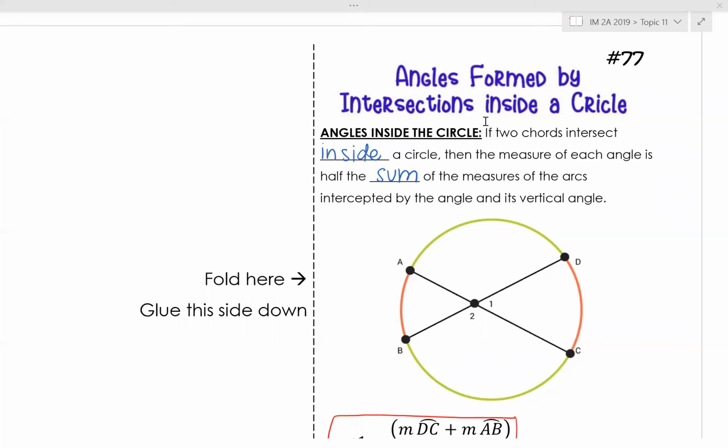So if I have two chords that intersect inside a circle, so our chords are AC and BD, they intersect inside the circle there. Then the measure of each angle, so angle 1, angle 2, they're vertical to the other two angles that aren't labeled, so they're the 4 angles that only have 2 measures within that circle. It's half the sum of the measures of the arcs intercepted by the angle. So I guess that might be orange, not red, but I used a red marker to outline the formula.